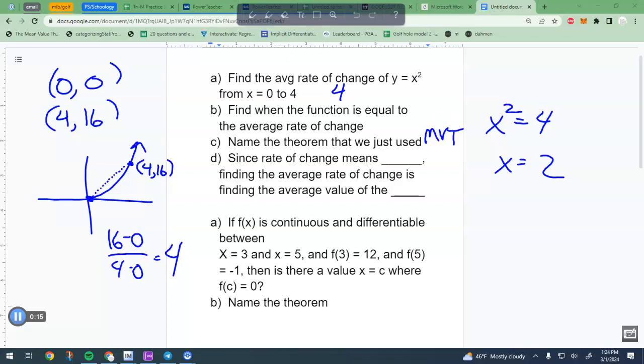So realize that rate of change, what are other words for rate of change? Slope is one. Derivative is one. That's about all I got, unless you have another fancy name for that. But we're finding, when I gave you y, we're actually finding the average value of the derivative. So when you do the mean value theorem, it's applying to the level below where you are.